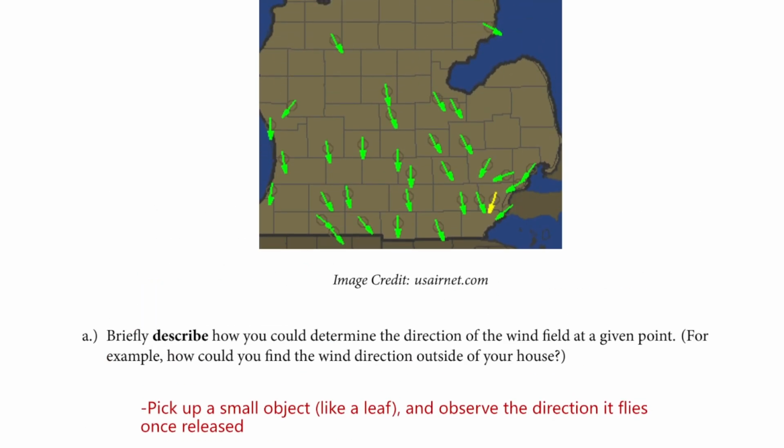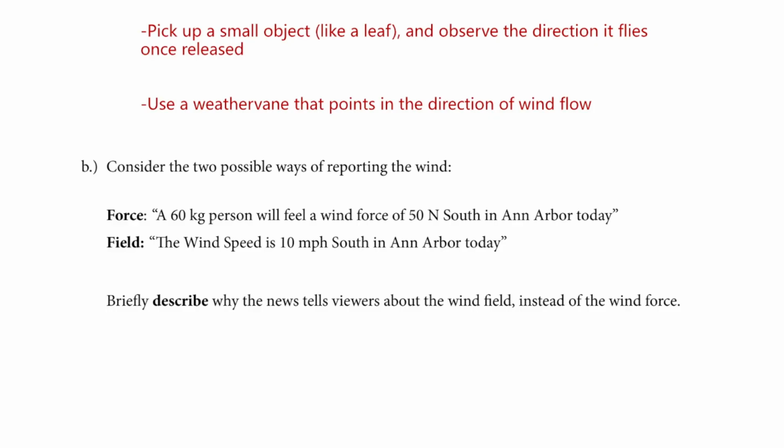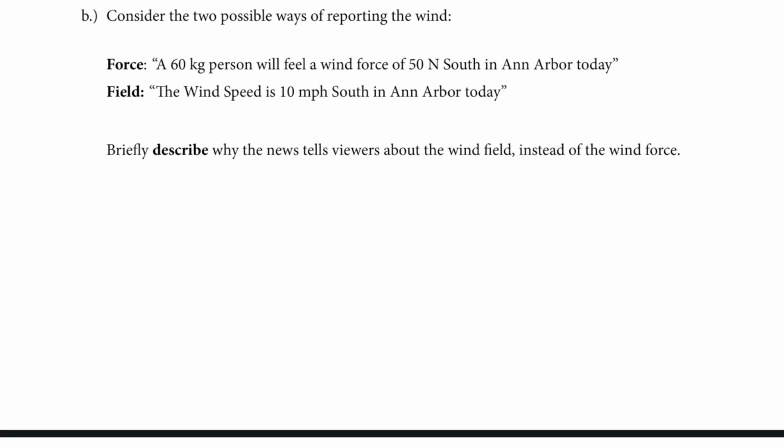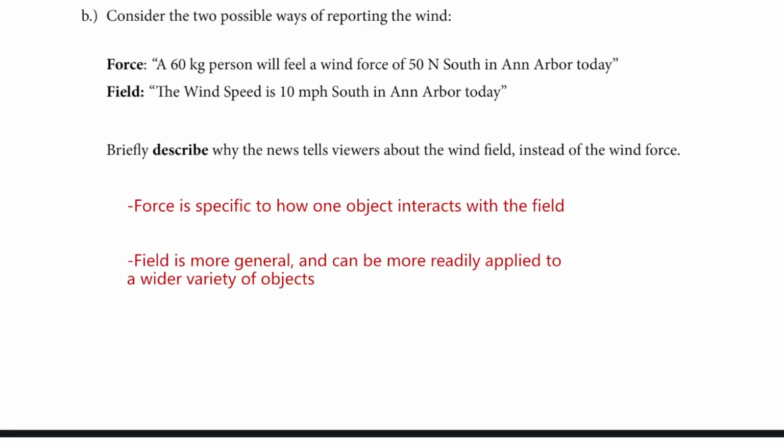And why we might use the field approach: in the news, they might say that the wind speed is 10 miles per hour south in Ann Arbor, versus force, telling us how a 60 kilogram person would feel the wind force. Well, clearly, if you're not a 60 kilogram person, knowing the force on a 60 kilogram person isn't particularly helpful or efficient. So that's why we talk about this idea of field, because the wind speed being 10 miles per hour south is a lot more useful information than knowing about the force on one specific person. So force is specific to one object interacting with the field, whereas field is more general and applies to a broader audience.